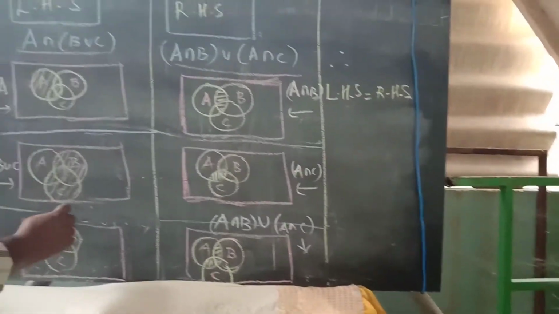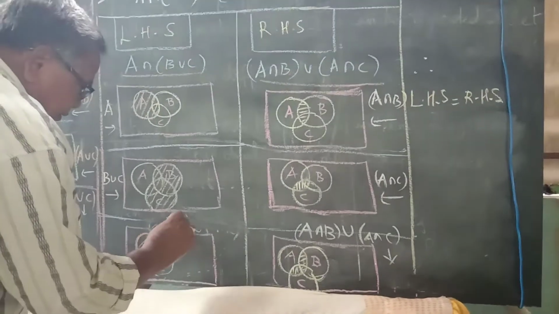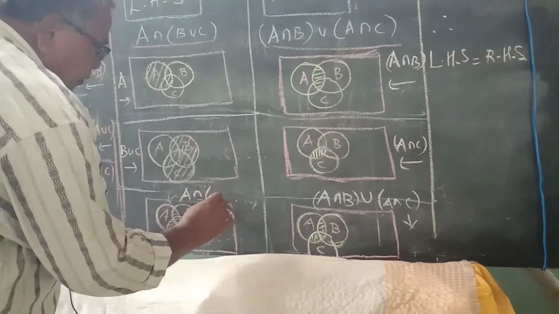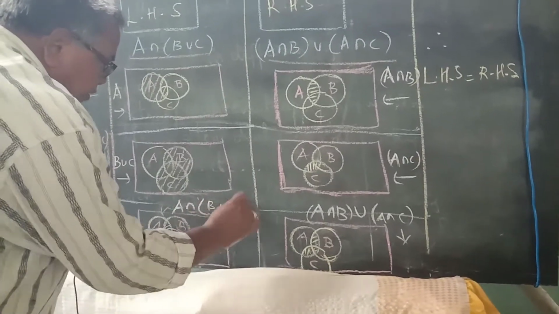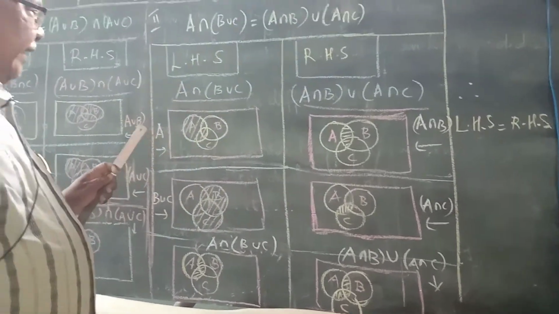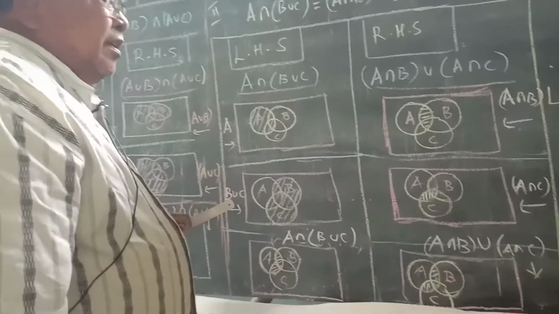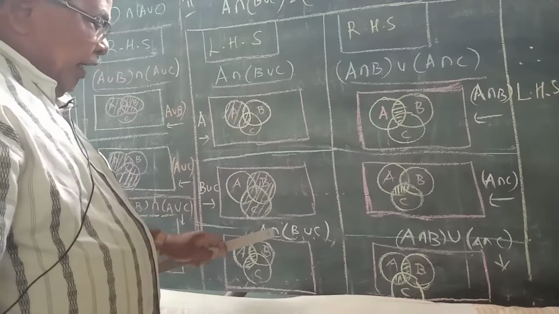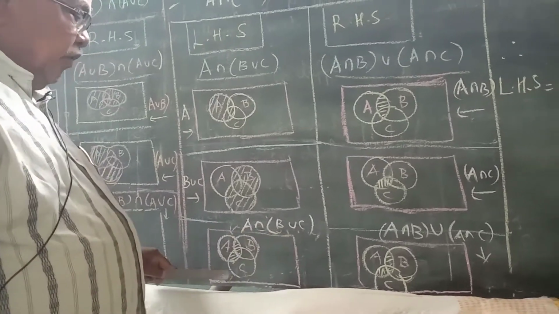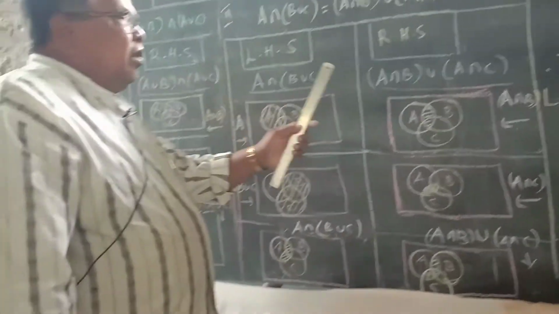Now A intersection B union C. Now taking A separately, B union C separately, then adjoin A intersection B union C, we'll get this figure. Here, similarly, pass on to right hand side.